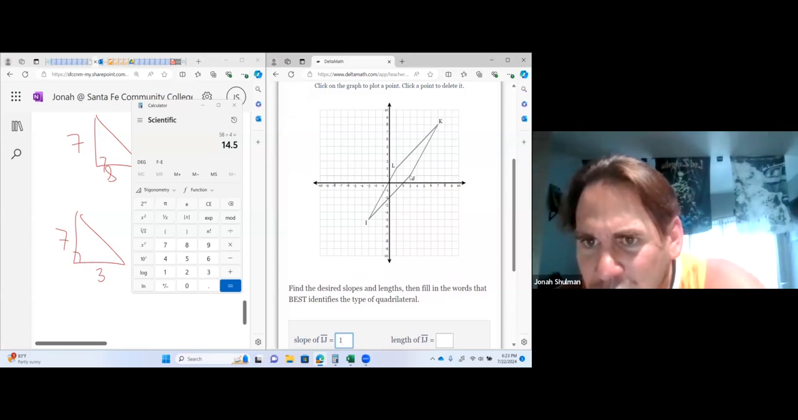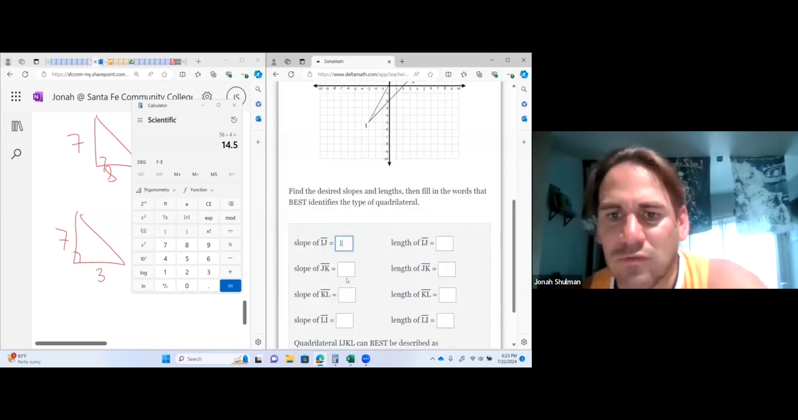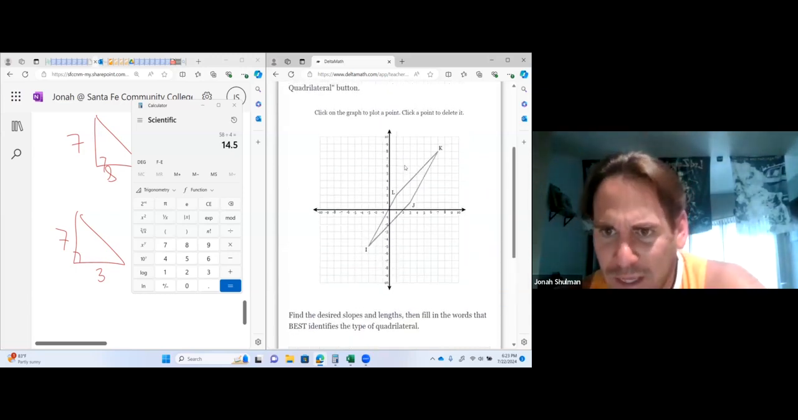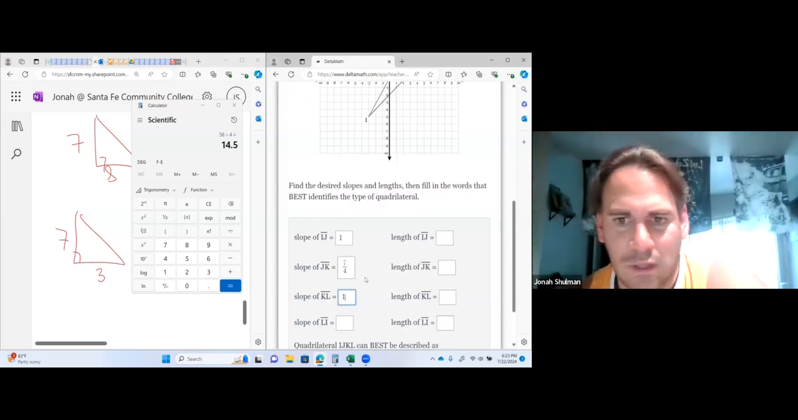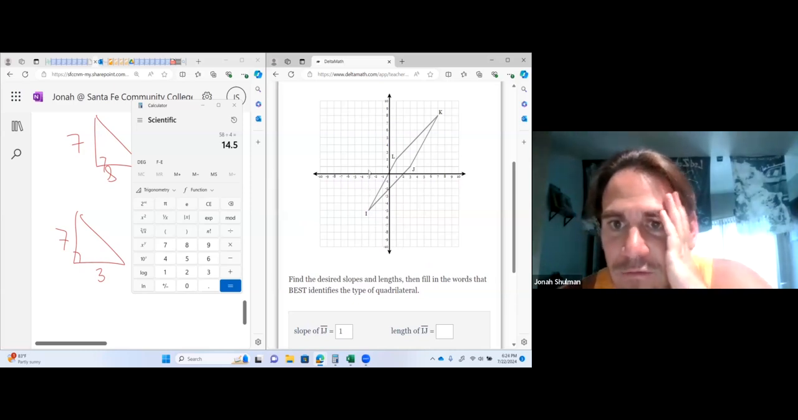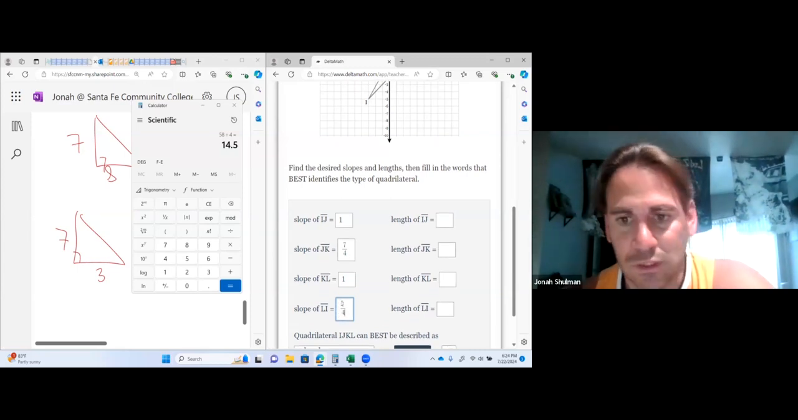JK is, this one's not perfect. So this one we have to rise up 1, 2, 3, 4, 5, 6, 7. 1, 2, 3, 4. So this is 7/4. Slope of KL is also 1 to 1. Great job. And LI should also be 7/4. So we go up 1, 2, 3, 4, 5, 6, 7. 1, 2, 3, 4. Sweet. This shows that they're parallelograms because the opposite slopes are equal.